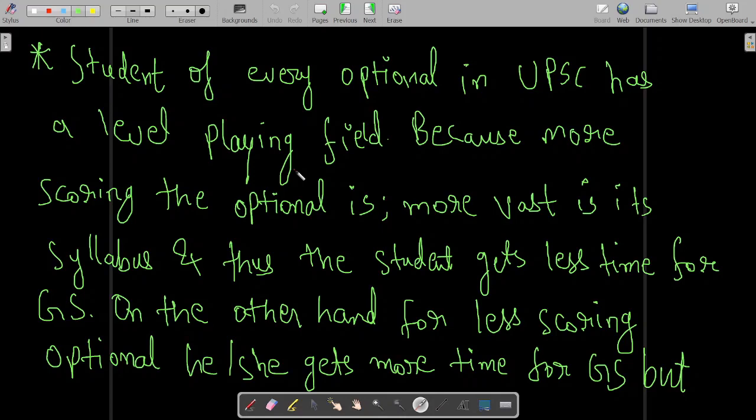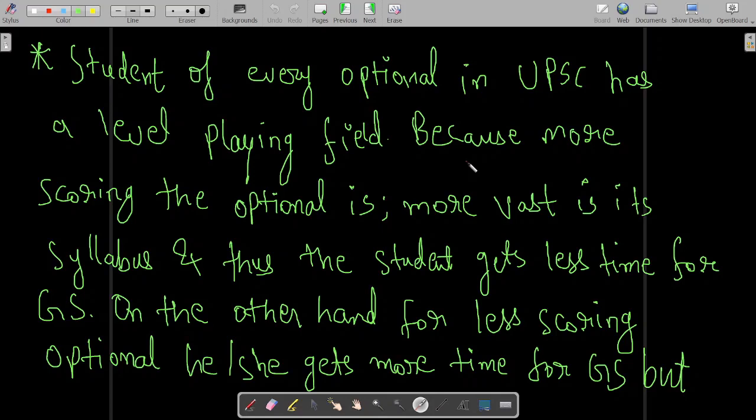Okay, let us talk about maths optional for the time being, because maths optional is the second most scoring optional amongst the 48 optionals. So let us discuss why a maths optional person and a Hindi literature or history optional person both have a level playing field. Let us understand how they are equal in competition.